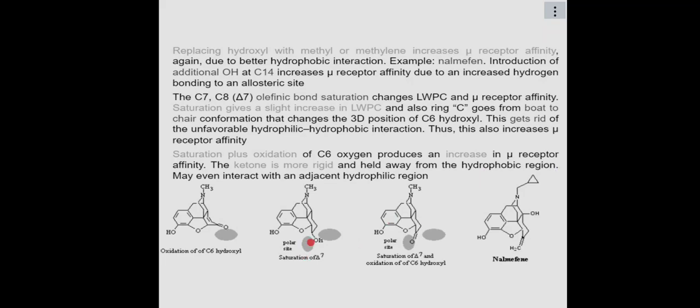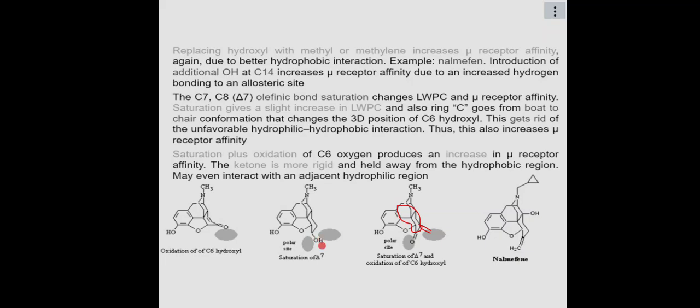Now, further, this is just when you saturate, and you still are left with the hydroxyl group. When you saturate and you oxidize, this is the kind of thing you get. So not only do you get the chair conformer, but also there is a slight change in the shape, and the ketone group is able to properly sit within the polar site and leave the non-polar site completely, for the non-polar site to interact with the hydrophobic areas.